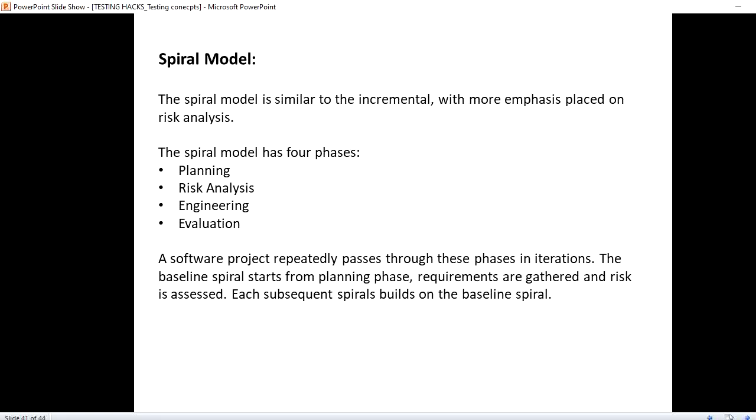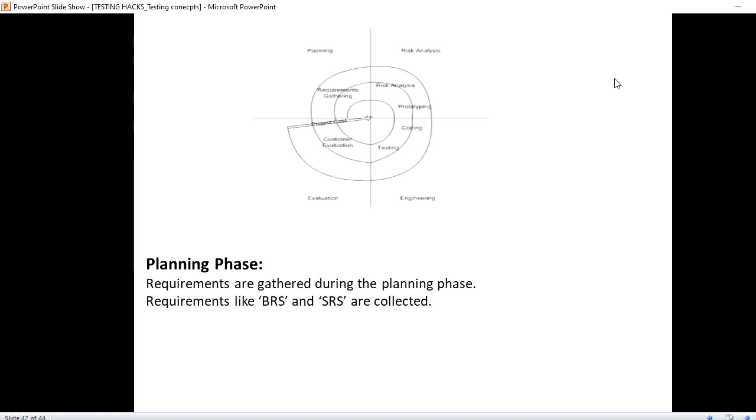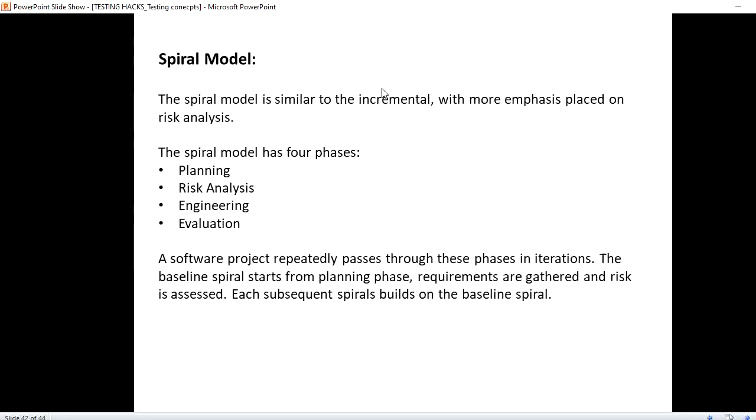Today we will see another SDLC model, which is the spiral model. The spiral model is similar to the incremental model, with more emphasis placed on risk analysis. As the name suggests, it is a spiral. We will see the diagram: this is how a spiral looks, which goes on like this, ring after ring.